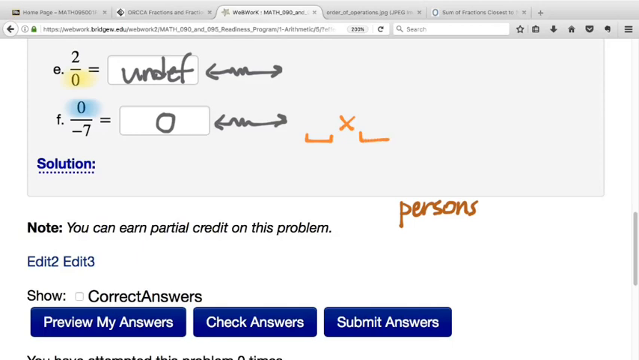Blank times blank equals blank. -7 times 0 is equal to 0, right? And so that 0 that's in the numerator, it appears right here. Because -7 times 0 is equal to 0, it's true that 0 divided by -7 equals 0. These two are equivalent statements. One of them is true exactly because the other one is true.